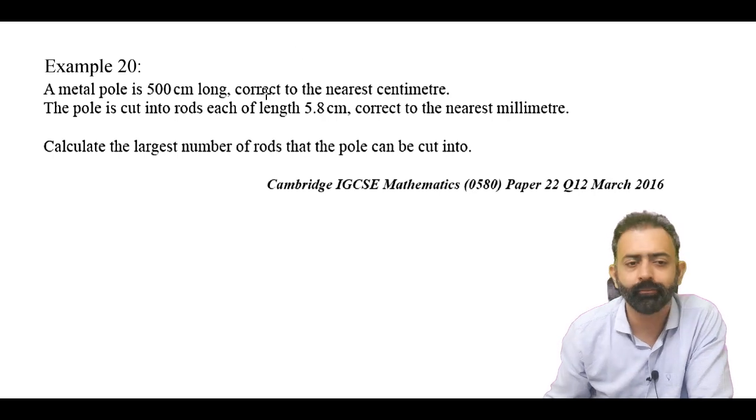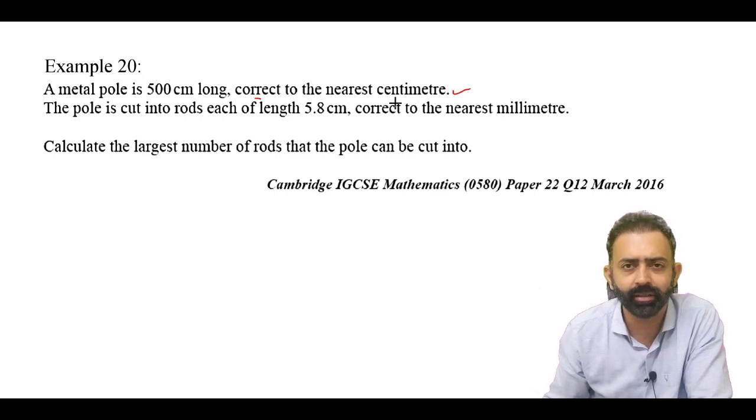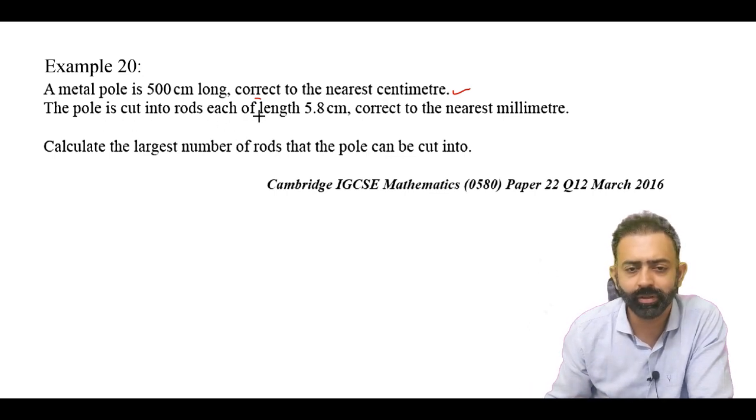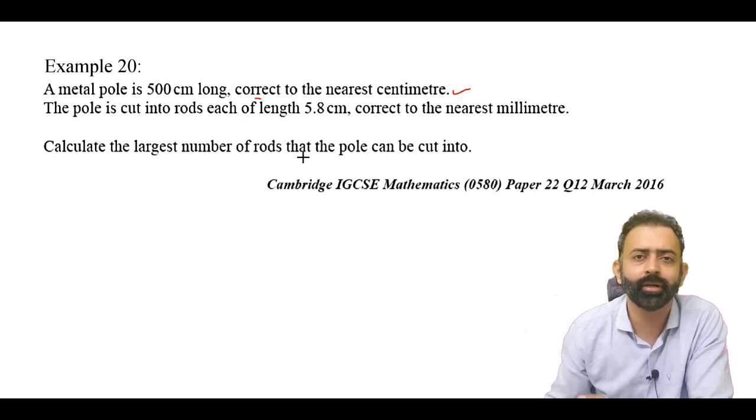This one. A metal pole is 500 centimeters long, correct to the nearest centimeter. So we can easily write this in inequality form. Now this pole is cut into rods, each of length 5.8 centimeters, correct to the nearest millimeter. Calculate the largest number of rods that the pole can be cut into.